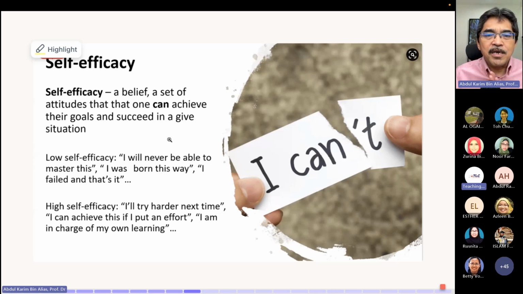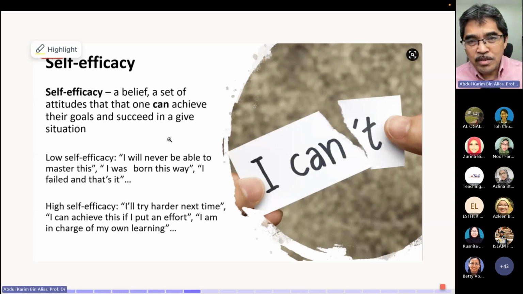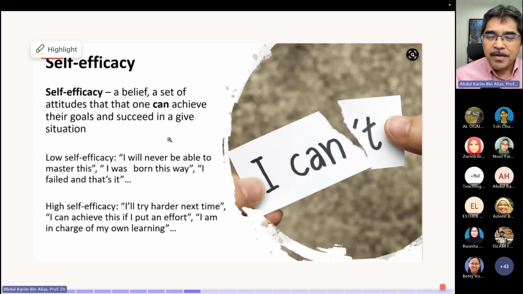Okay. Prof, one question from Puan Zurina: how do you see technology and digital tools influencing students' self-efficacy in modern educational environments? Wow, good question.